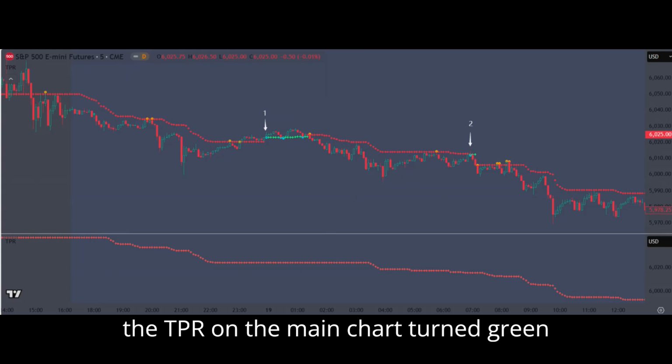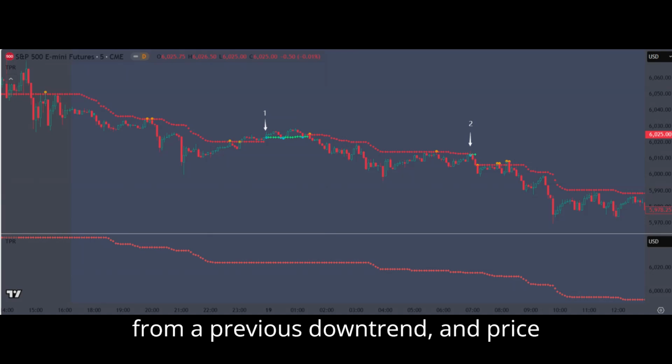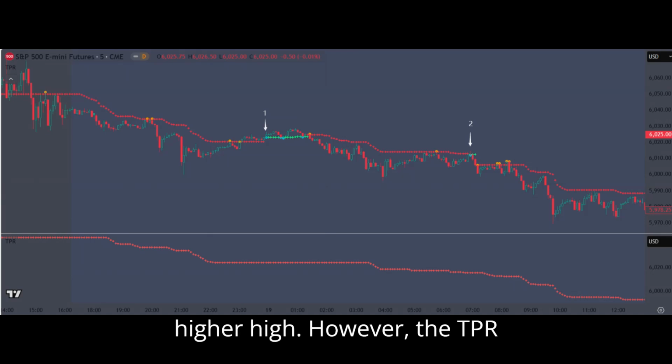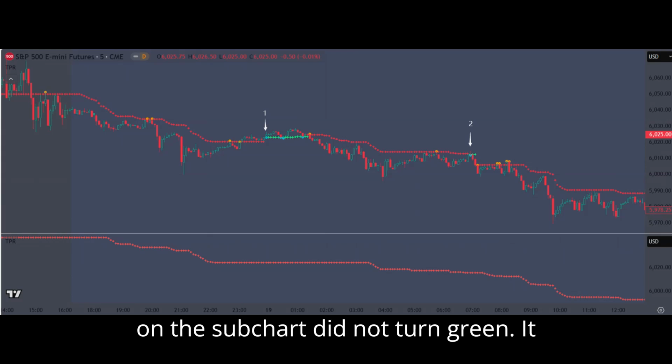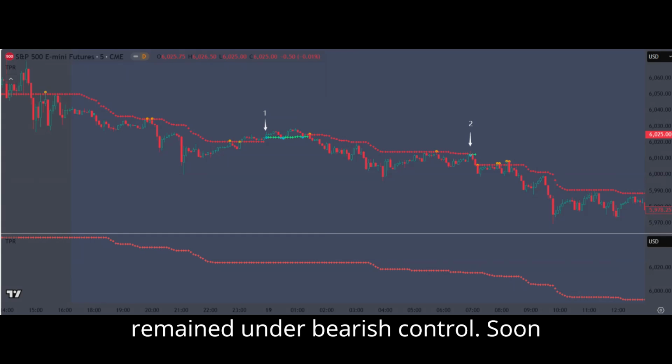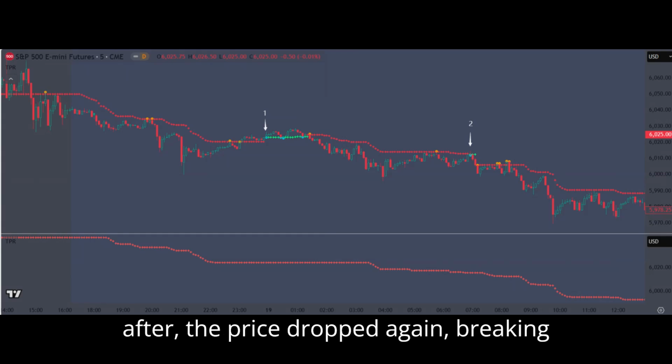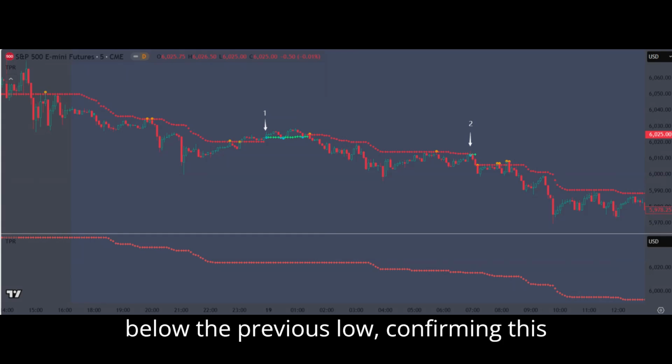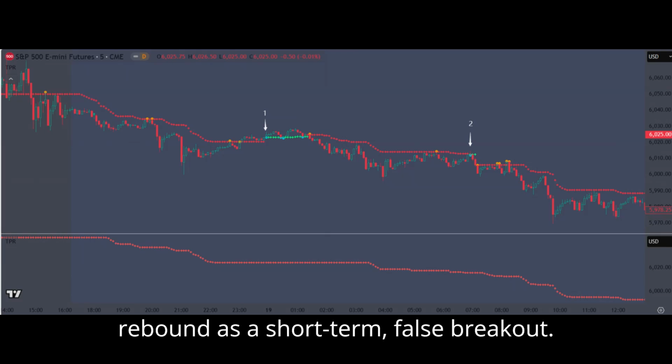At point 1, the TPR on the main chart turned green from a previous downtrend, and price showed a structural rebound, a slightly higher high. However, the TPR on the subchart did not turn green, it remained under bearish control. Soon after, the price dropped again, breaking below the previous low, confirming this rebound as a short-term, false breakout.